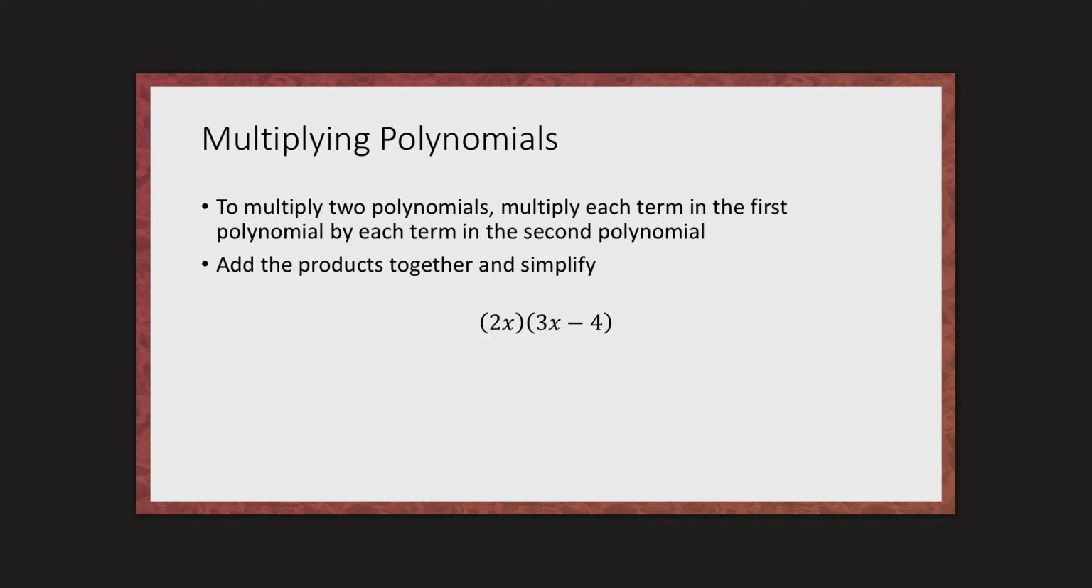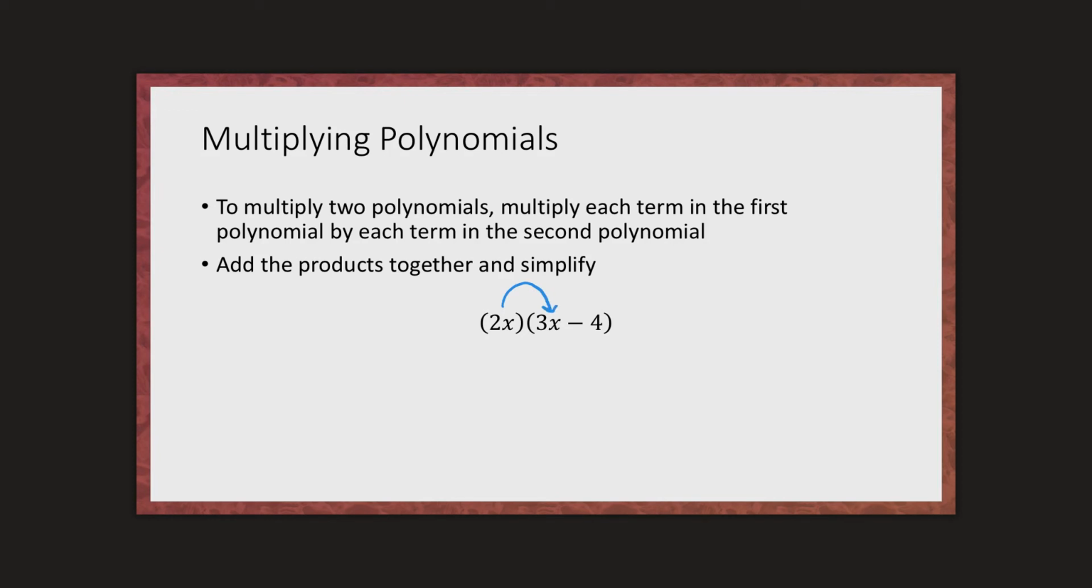Those other methods work great, and if you really like using them, by all means, continue to use them. But the method I'm going to show you today is just repeated distribution, and it will work regardless of what size your first polynomial or your second polynomial are. So here we go. So we are going to multiply 2x times 3x minus 4. And many of you have seen this before, and you notice that you are going to have to use the distributive property.